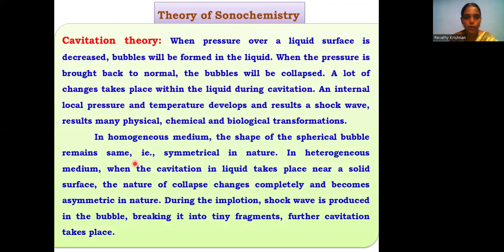Let us come to the theory of sonochemistry. The main theory of sonochemistry is the cavitation theory. What is cavitation theory? When the pressure applied over the surface of a liquid is decreased, there will be formation of bubbles. When the pressure is brought back to normal, the bubbles collapse. So a lot of changes take place within the liquid during cavitation. Internal local pressure and temperature develop and result in a shock wave, which results in many physical, chemical, and biological transformations. The shock wave is known as the ultrasound wave, and because of it, chemical changes, physical changes, as well as biological transformations result.